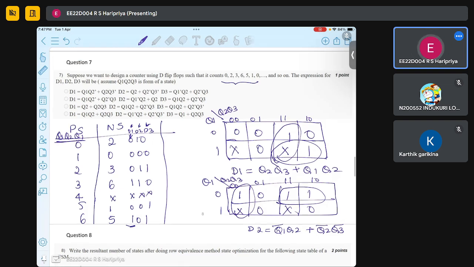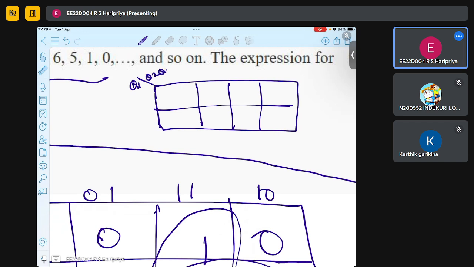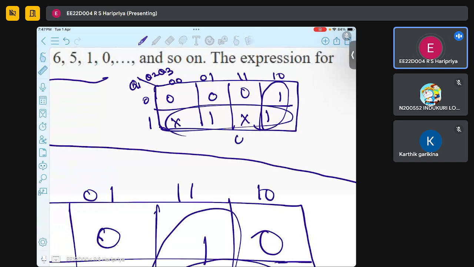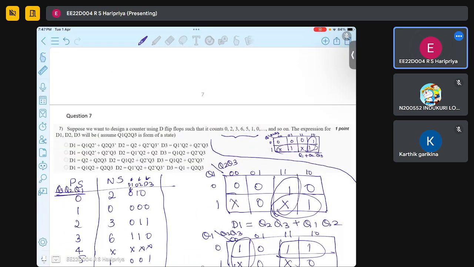I think I can draw one more state given here. One, 0, X, 1, 1, X. This and a group of 4. So we get Q1 plus Q2, Q3. Then this is the method to solve this.